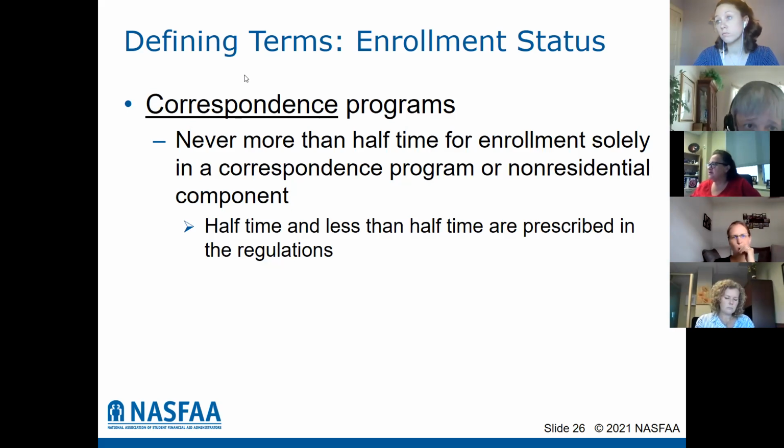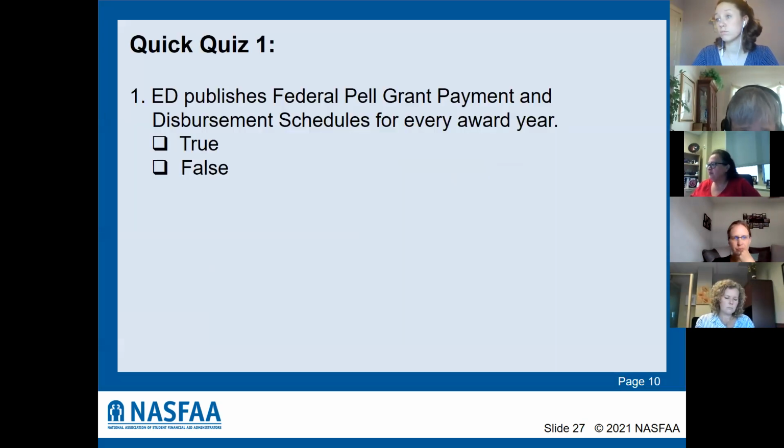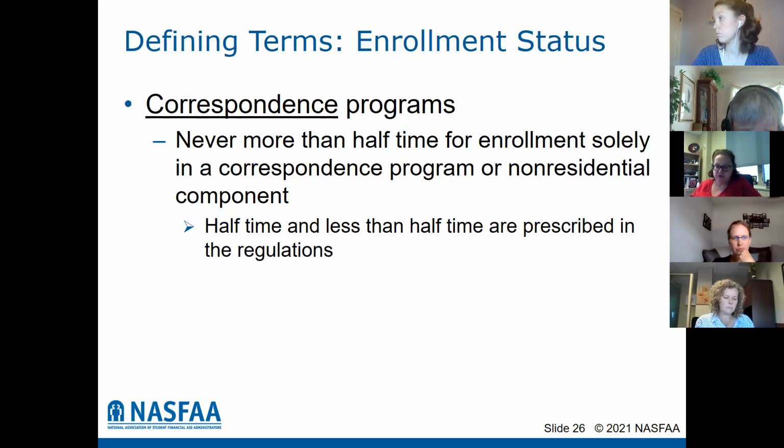Defining terms for enrollment status in the correspondence program. Like I said, I'm just going to go through these. We don't have correspondence programs here. It's never more than half-time enrollment solely in a correspondence program or non-residential component. So basically, that's the correspondence program.